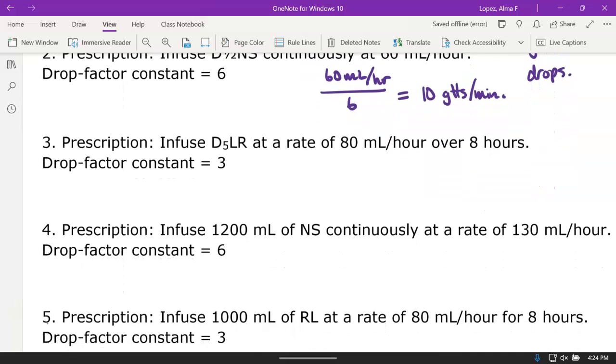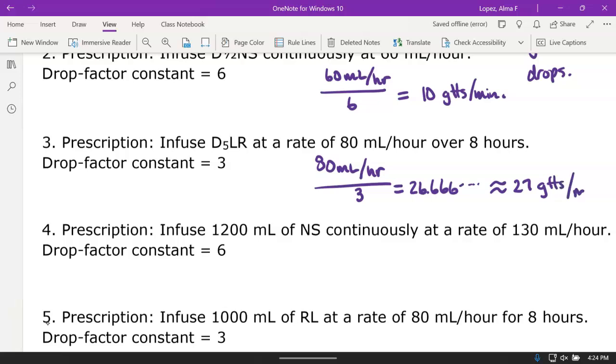Let's do number 3. This time we're infusing at 80 milliliters per hour, and the drop factor is 3. We're going to put it into the calculator. Because we are looking for drops per minute, I'm going to have you round the answers to whole numbers. It doesn't make sense to do drops out to the tenths or hundredths. So even though we got 26.666 repeated forever in the calculator, we're going to round that up to 27 drops per minute.